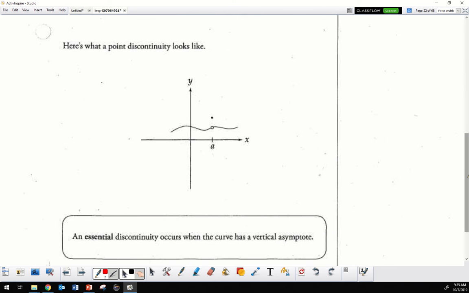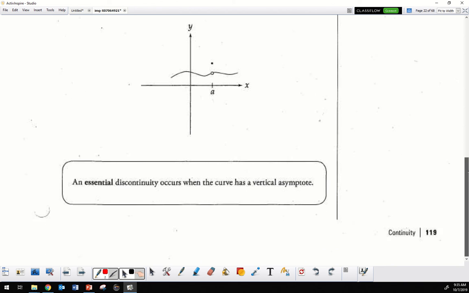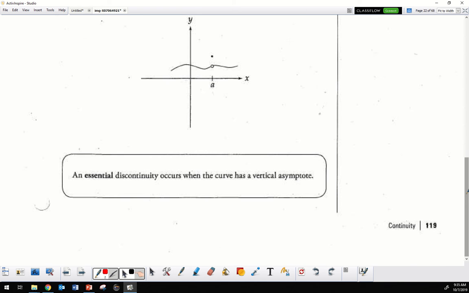Here's an example of what it's going to look like on a graph. We have a hole with a dot somewhere above it. There's an essential discontinuity, which occurs when the curve has a vertical asymptote. So let's say the limit is going up to something here. Here's one. I have a vertical asymptote right here at whatever value.